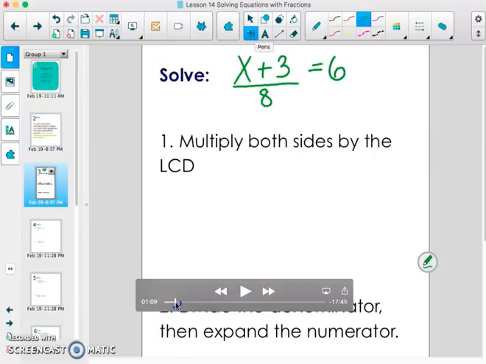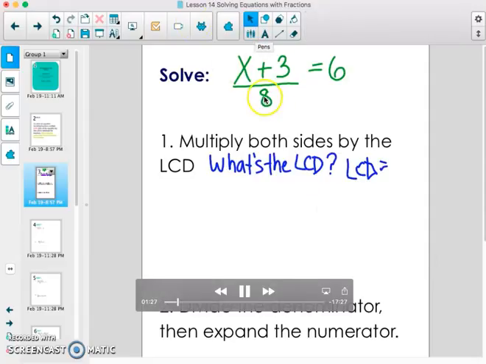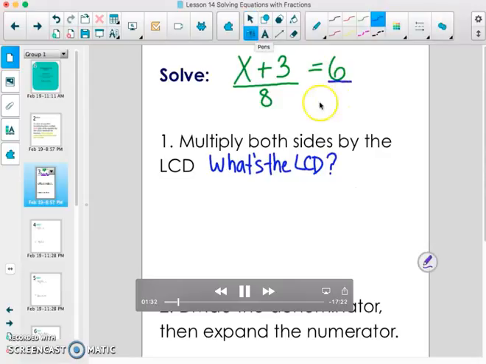Okay, so this is our example. x plus 3 over 8 is equal to 6. The first thing I want you to ask yourselves is: what is the LCD? Remember, that's the same term we use when we're adding fractions. In this case, it's equal to 8, because this is technically 6 over 1, and the lowest common denominator between the two is going to be that 8. So the first step says multiply both sides of the equation by 8.